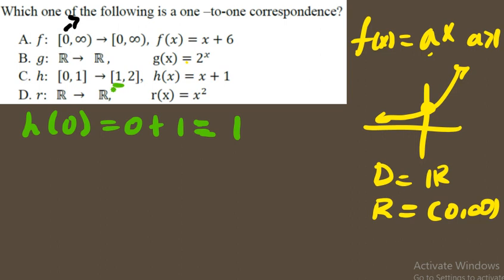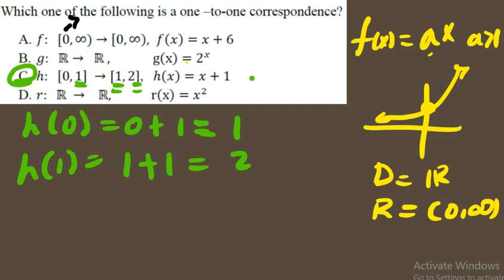Is there? Yes. What about the maximum input? The maximum input is 1. That means 1 plus 1, which is 2. The maximum input will give you the maximum output, what is mentioned here. And the minimum input will give you the minimum output here, what is mentioned. So this one fits. And this is both 1-to-1 and onto. So we can say it is a 1-to-1 correspondence.